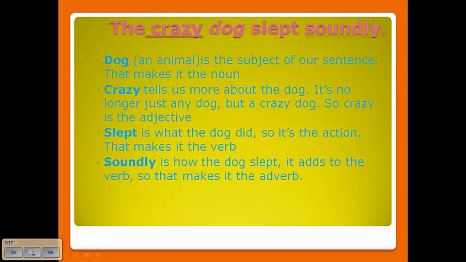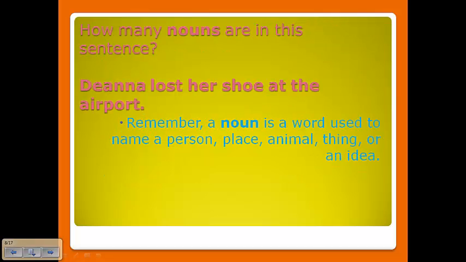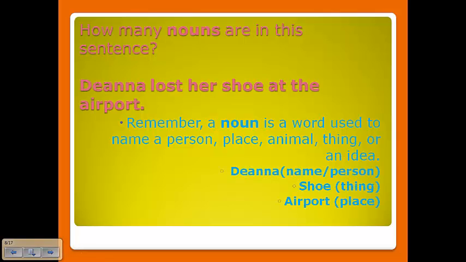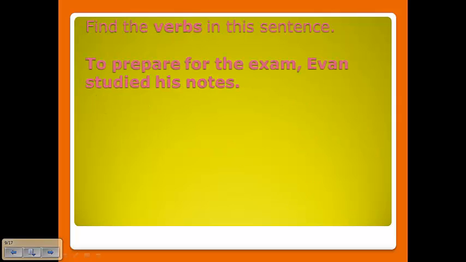How about a little more practice? How many nouns are in this sentence? Deanna lost her shoes at the airport. 3. Remember, a noun is a word used to name a person, place, animal, thing, or an idea. Deanna, that's the person. Shoe, that's the thing. Airport, that's the place.